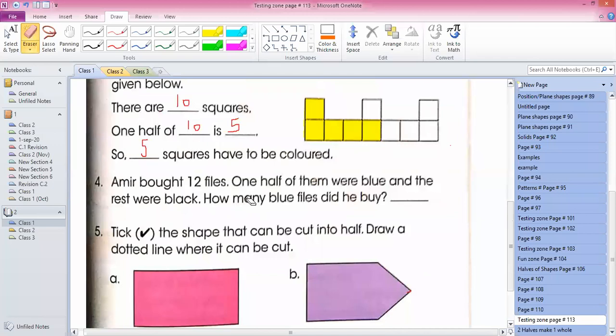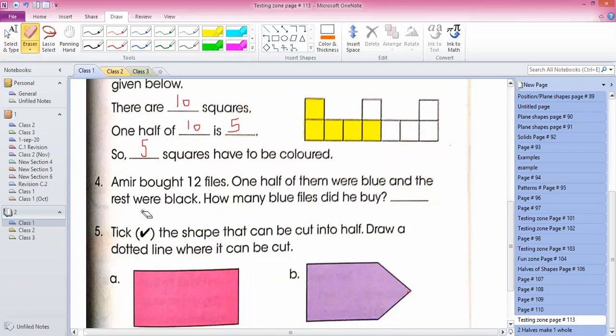Question number 4, guys. Amir bought 12 files. One half of them were blue and the rest were black. How many blue files did he buy?